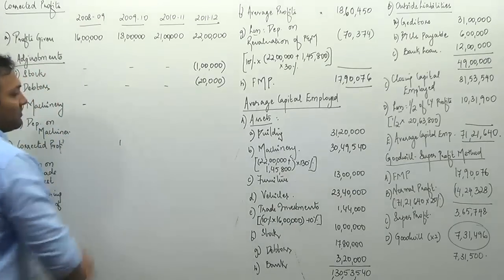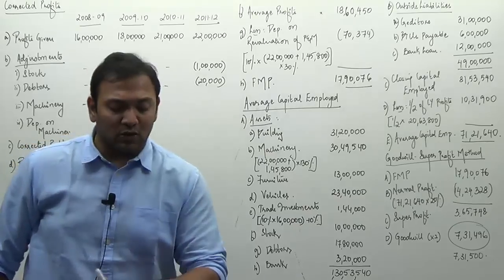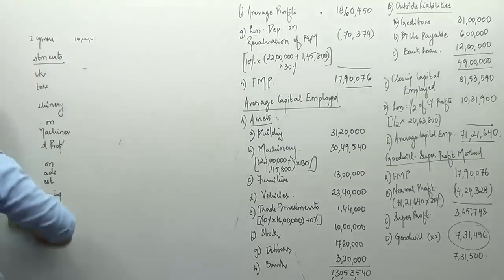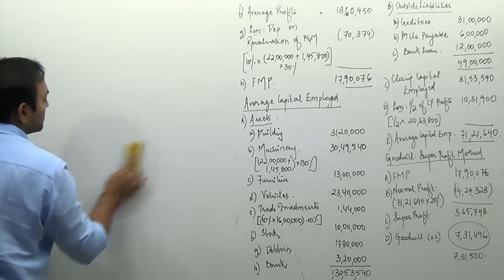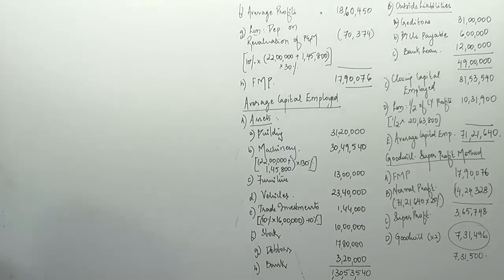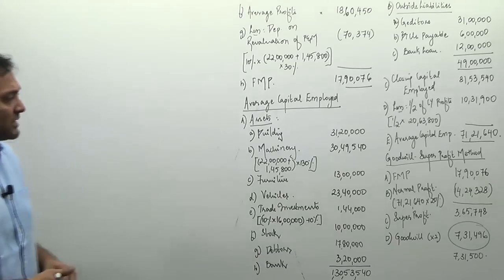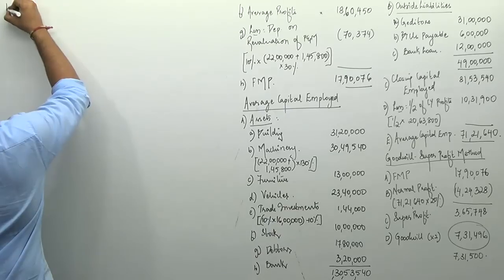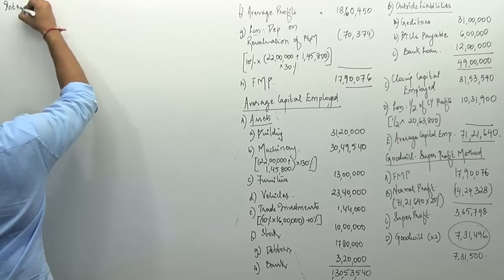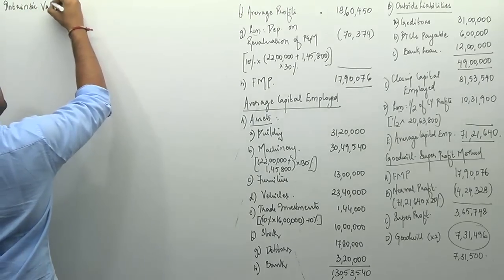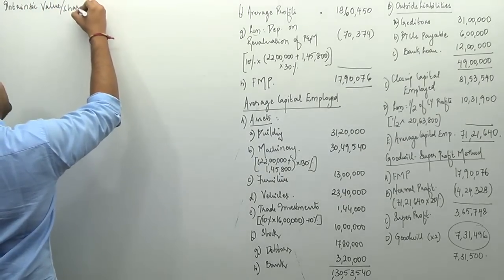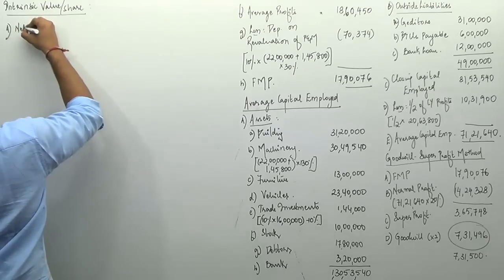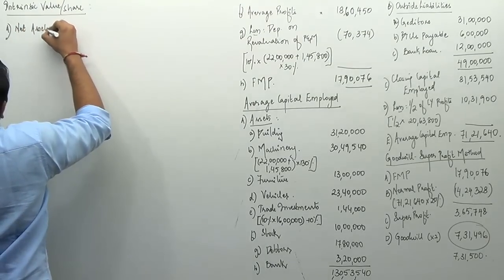What we need to calculate from this value is the breakup value. That is what he asked. Intrinsic value per share. So I need net assets attributable to equity shareholders. From here, the problem becomes very simple. Once you have the figure of goodwill, the problem is damn easy, guys. Intrinsic value per share. What are the determinants? First one, net assets attributable to equity shareholders.